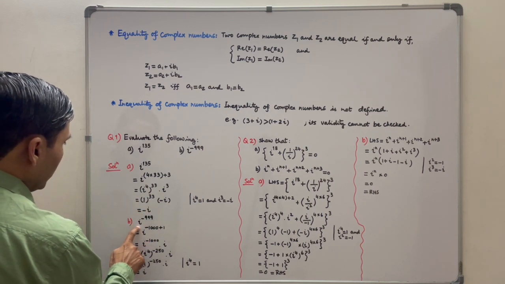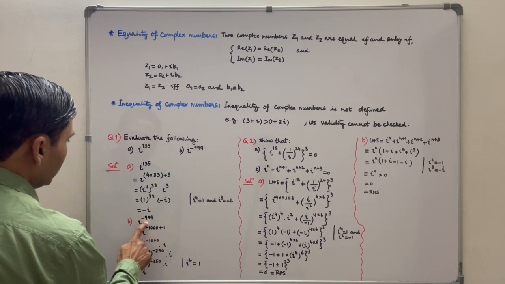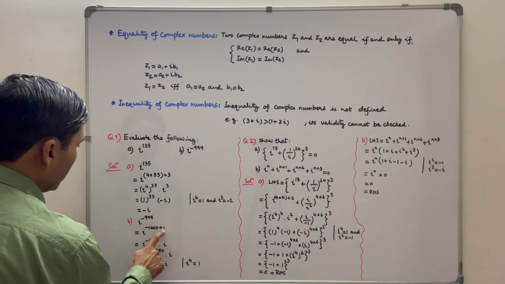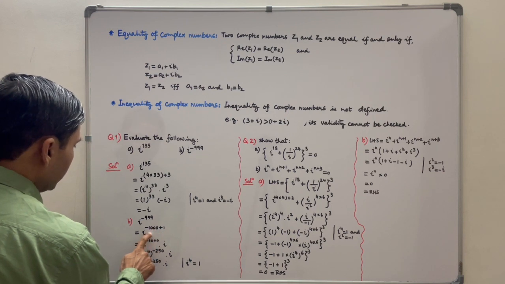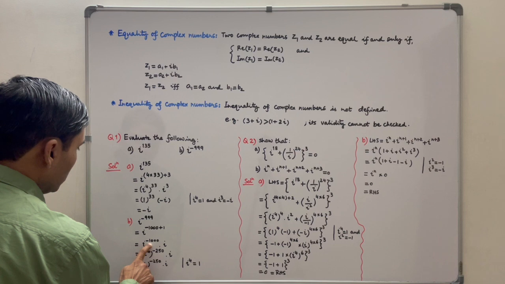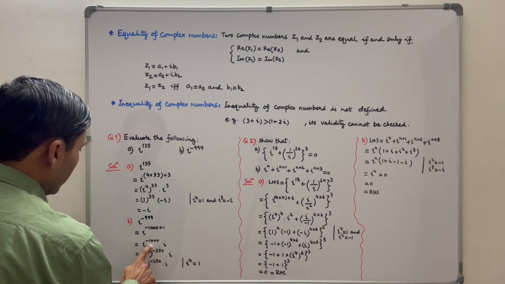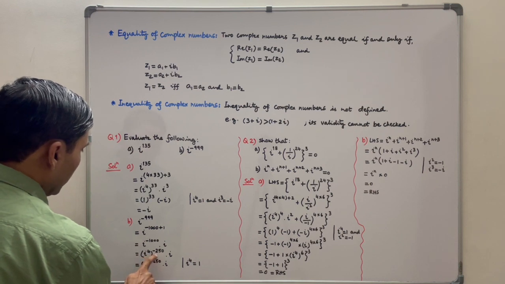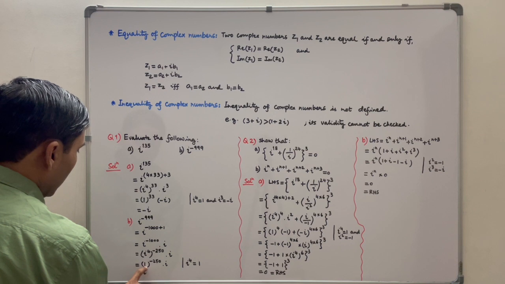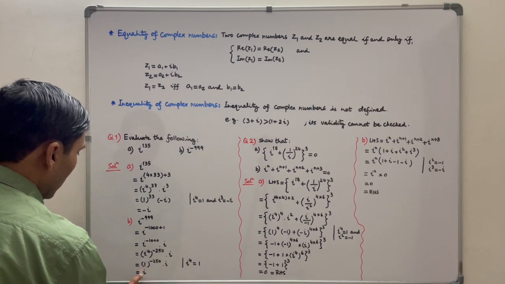Part B, i to power minus 999. Minus 999 can be written as minus 1000 plus 1. So this can be written as i to power minus 1000 into i. Minus 1000 can be rewritten as 4 into minus 250. So it becomes i to power 4 to power minus 250 into i. i to power 4 is equal to 1 and 1 to power any number is equal to 1. So it becomes 1 into i and that is equal to i.